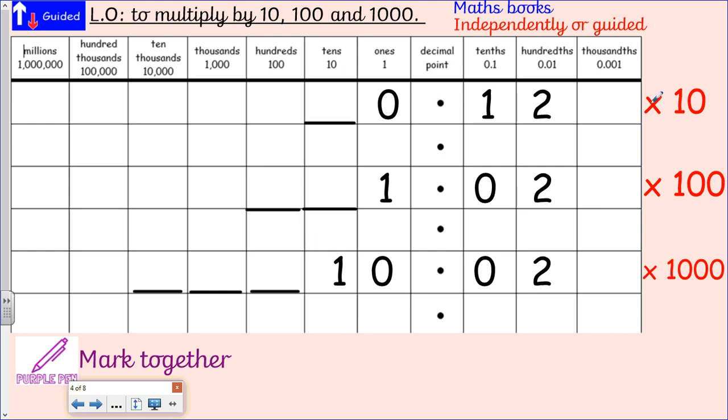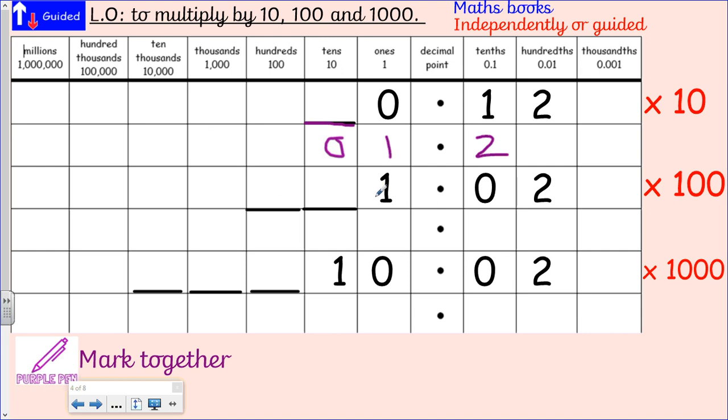0.12, so we've got a decimal number already, times by 10. Hopefully you can see the line is already there again. So we're going one jump to the left. So we move the 0 first, the 1 follows over just one place, and the 2. So 0.12 times by 10 is 1.2. We don't need to say the 0. It's not 0, 1.2. It's just 1.2.